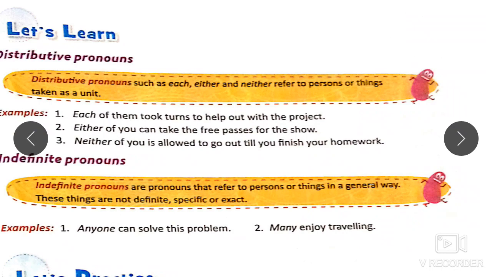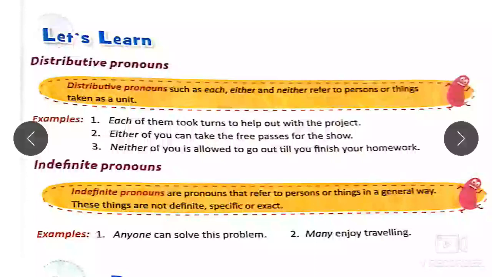Next, we refer to indefinite pronouns. Indefinite pronouns are pronouns that refer to persons or things in a general way. These things are not definite, specific, or exact. Okay, indefinite pronouns, contrary to the distributive pronouns, do not stand for any definite, exact, or specific person or things. Therefore, words like all, some, few, everyone, everybody, nobody, many, none, one, etc. are used as indefinite pronouns.